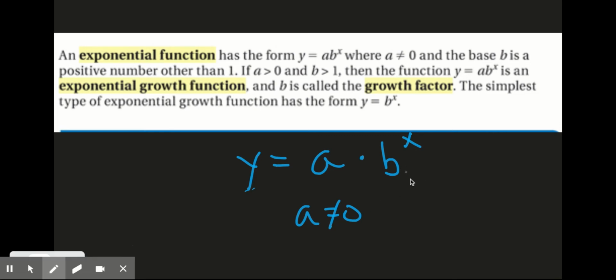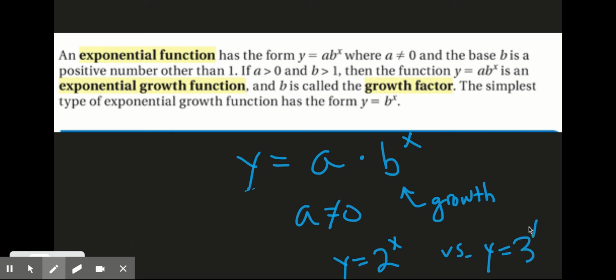When you have a growth factor that's 2, right? If your thing is y equals 2 to the x versus y equals 3 to the x, what grows faster? The 3 does, right? 3 times 3 times 3, right? 3 cubed is 27. 2 cubed is only 8. So the larger this number, the faster you're growing.